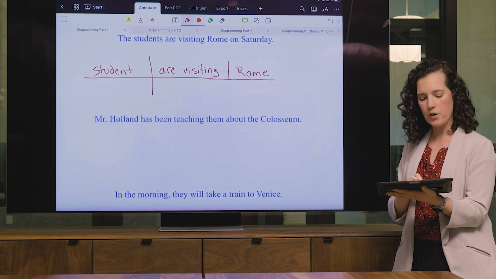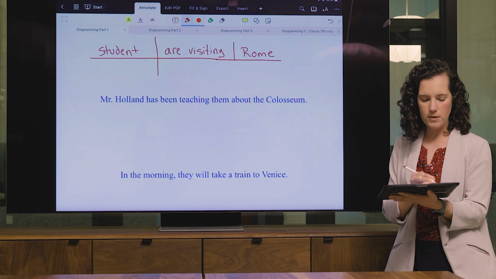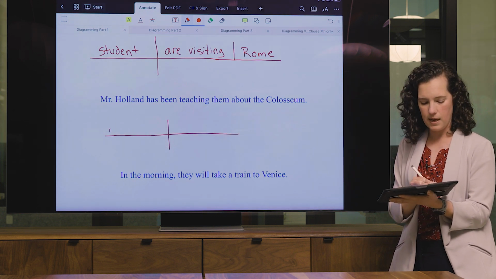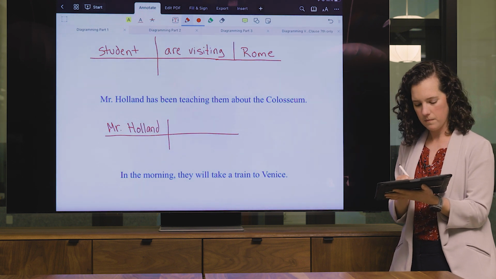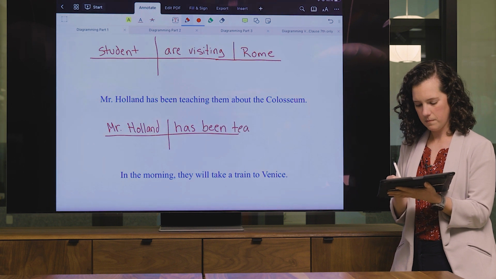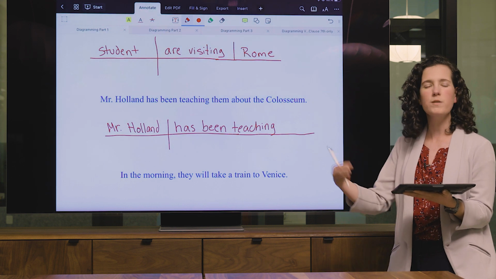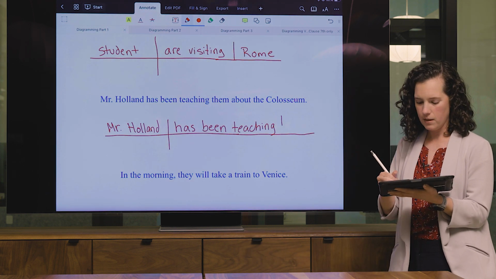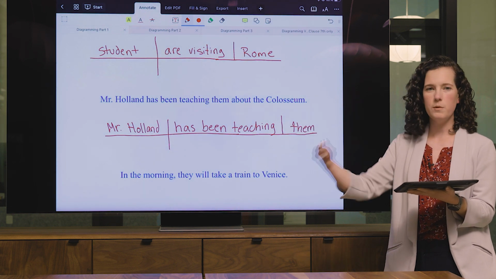In this sentence that we had earlier about Mr. Holland has been teaching, we talked about how Mr. Holland is our subject and has been teaching is our verb, so that stays the same. And again, to find the direct object, you see who's receiving that action. The thing receiving the action of teaching are them. He has been teaching them. That is who he was teaching.